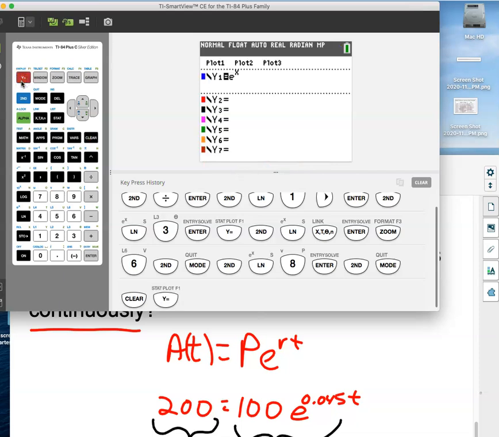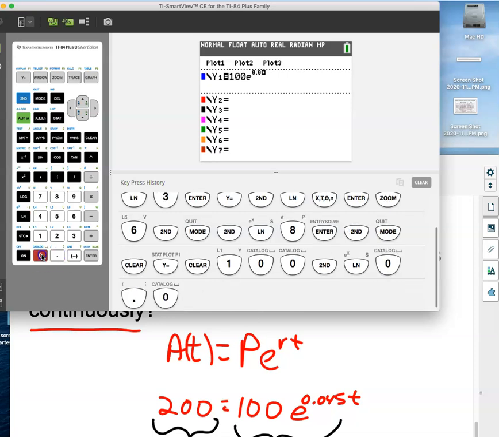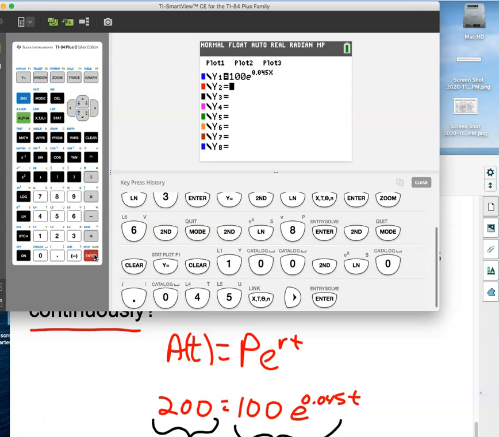Y equals 100. Second ln gives me that e to the, and it was 0.045. We're just going to use x. That's the normal variable for us. And enter. And I want to know when that's 200.